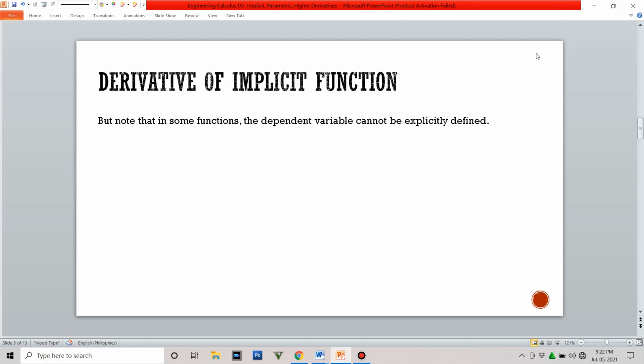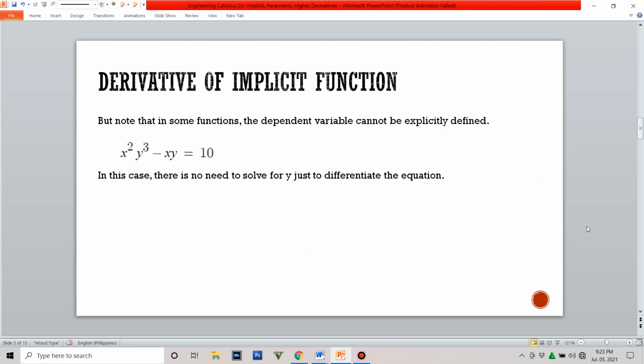But note that in some functions, the dependent variable cannot be explicitly defined. Just like this expression, we have x squared y cubed minus xy is equal to 10. So take note here that y is no longer in terms of x. And it could be very difficult if we are going to solve for y in terms of x. But we must not worry about that, because in this case, there is no need to solve for y just to differentiate the equation.